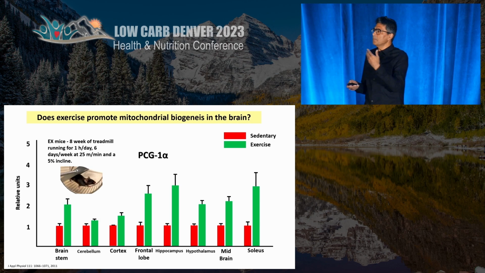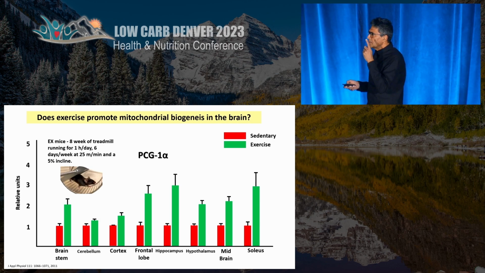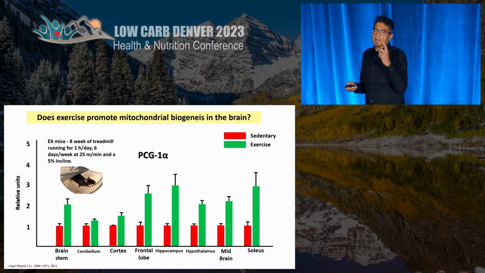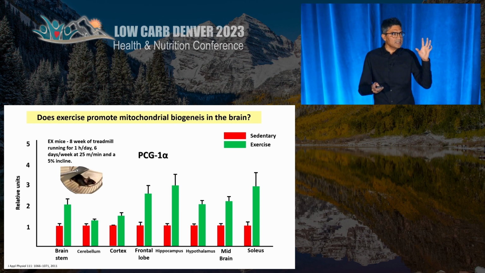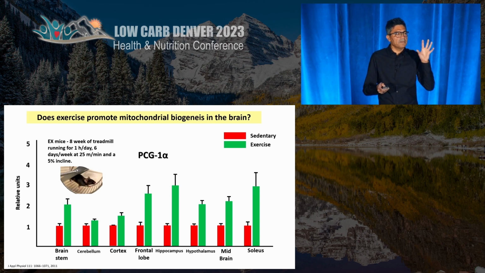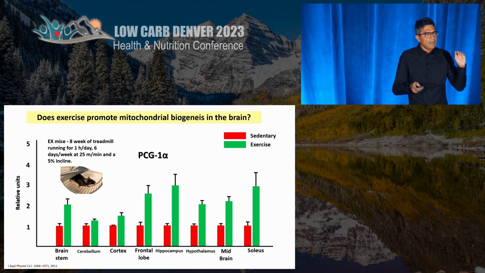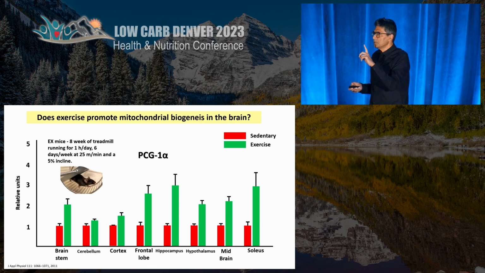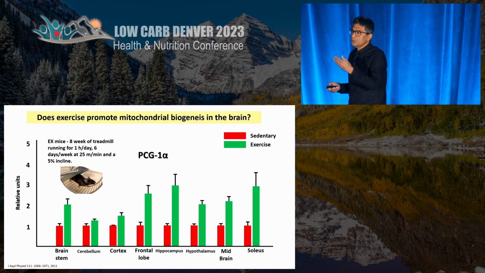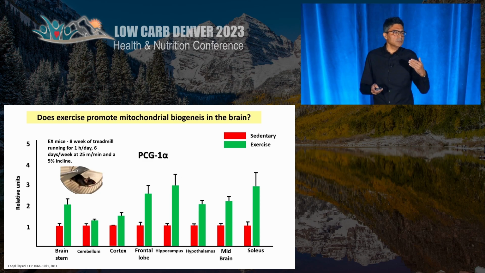Now, we've talked a lot about mitochondria. So does exercise improve mitochondrial function in the brain? As we talked about, the master mitochondrial biogenesis factor was checked after 8 weeks of exercise in mice, and it went up in the hippocampus, which is a memory region, and it went up quite dramatically in the frontal lobe, which is involved in higher functioning. So with exercise, you are improving your brain systems so that you would probably not do binge eating.